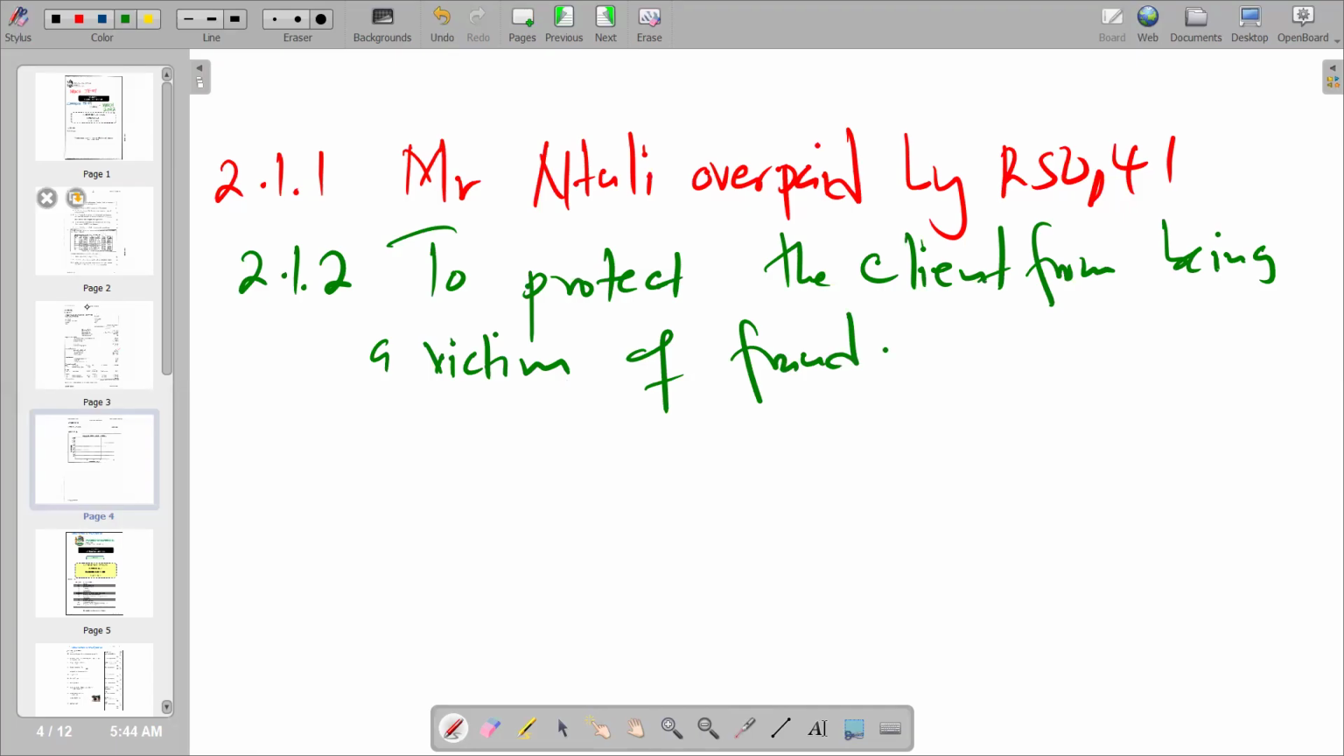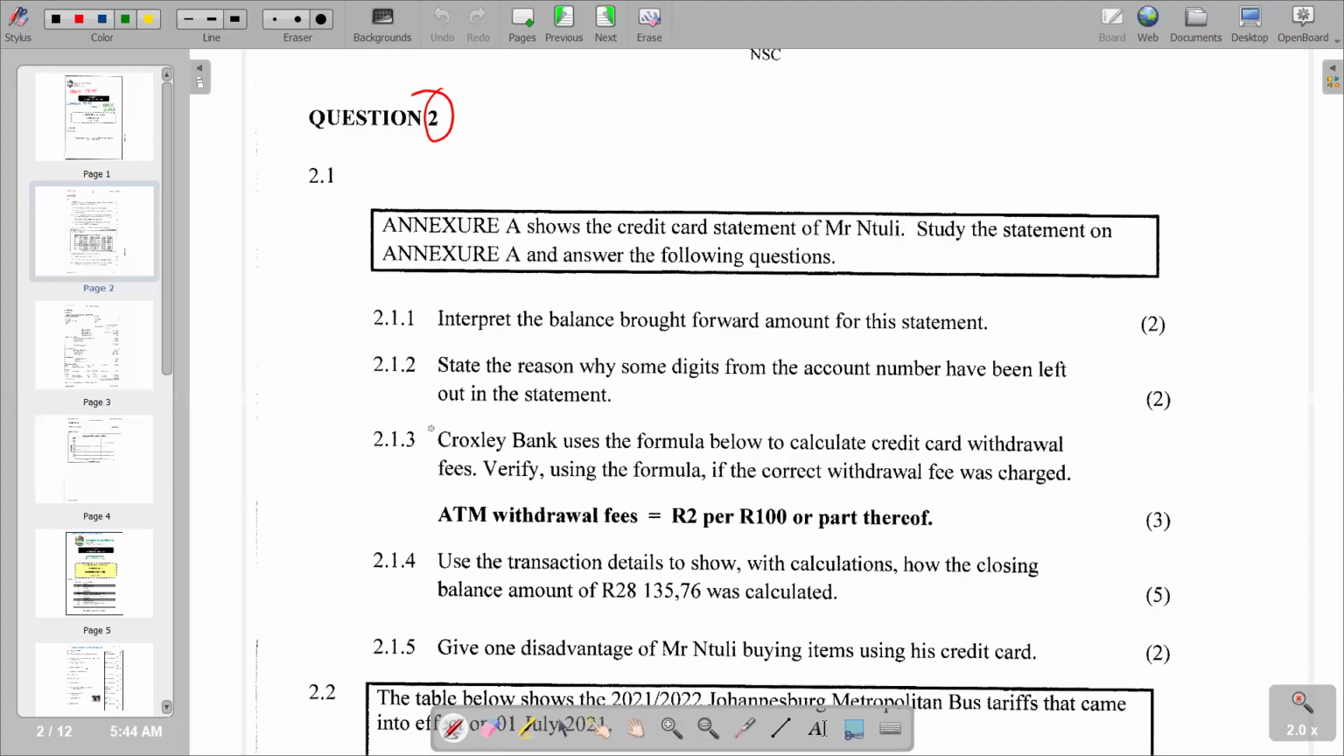Now the next question, 2.1.3, reads, Croxley Bank uses the formula below to calculate credit card withdrawal fees. Credit card withdrawal fees are verified using the formula to check if the correct withdrawal fee was charged. The formula is ATM withdrawal fees equals 2 rand per 100 rand or part thereof. Part thereof means that if we have an extra amount that is below 100, we can just charge it 2 rand. So basically, that's what we have.